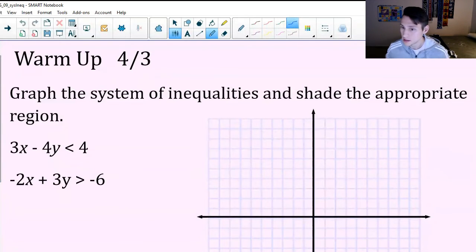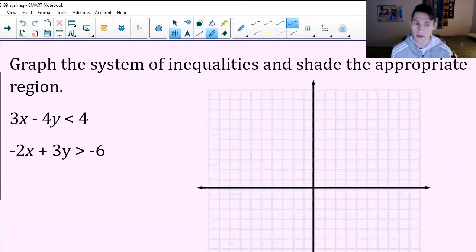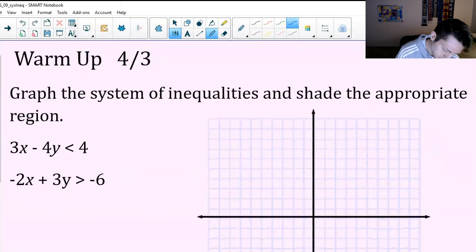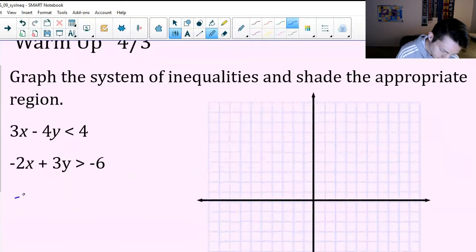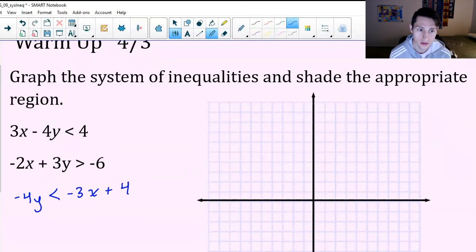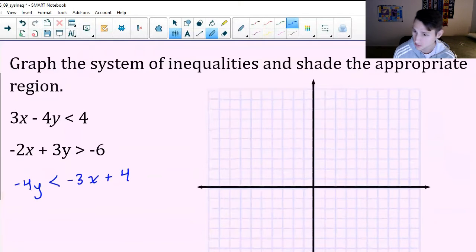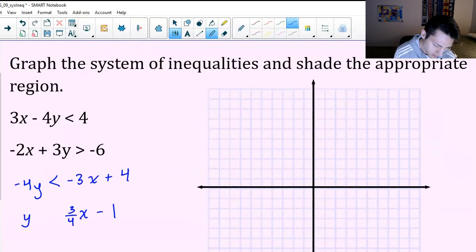All right, well, let's graph a system of inequalities. Let's put them in slope-intercept form. So for the first one, my first move is to subtract 3x from both sides. And then I'll divide both sides by -4. So -3 divided by -4 would be +3/4. +4 divided by -4 would be -1.